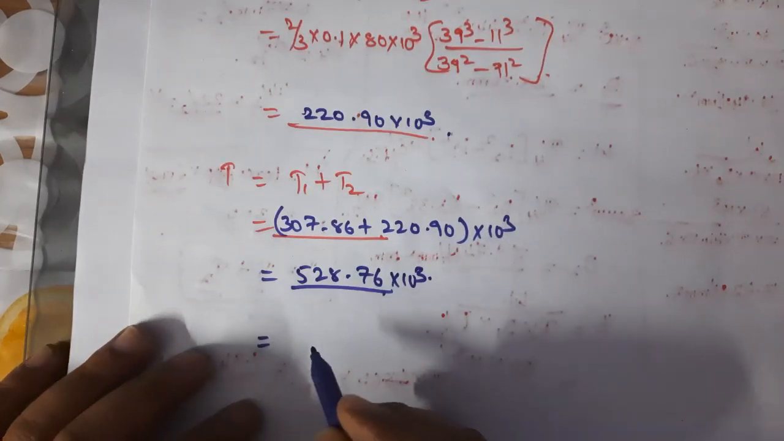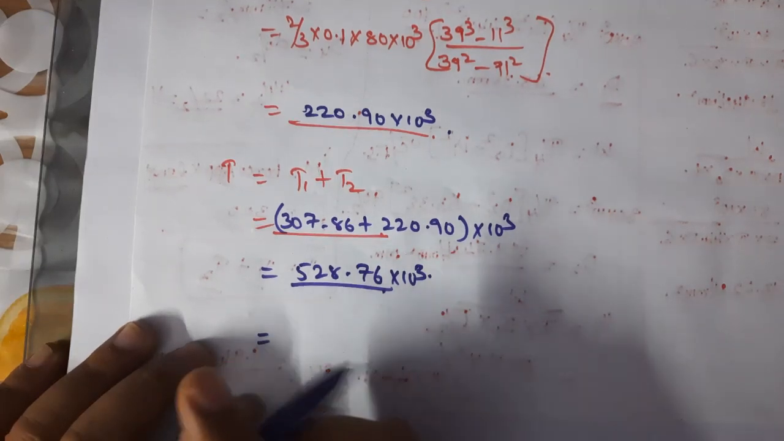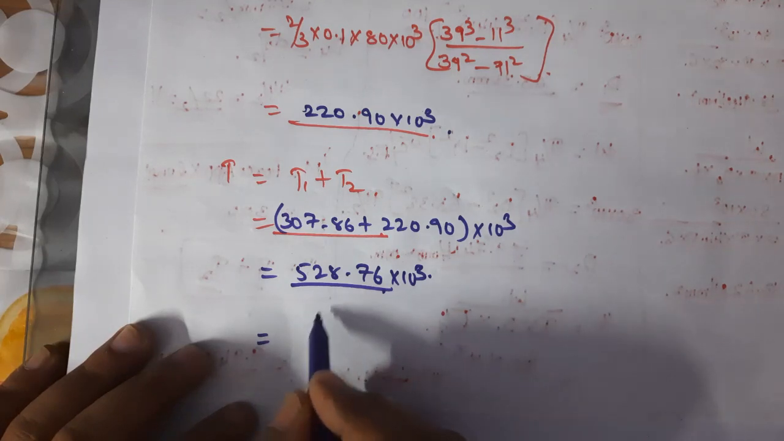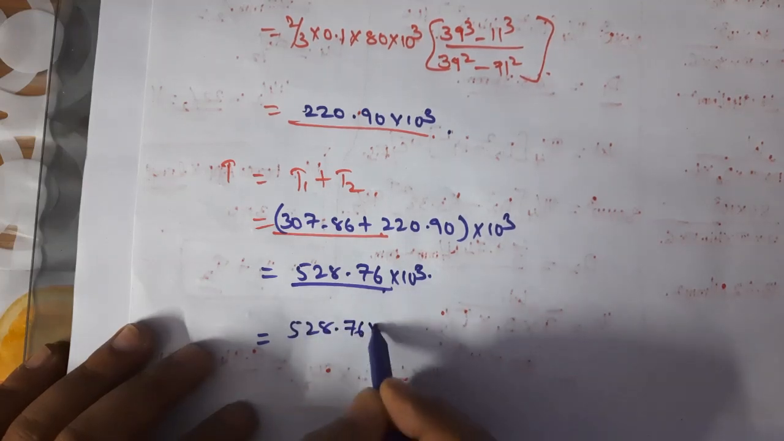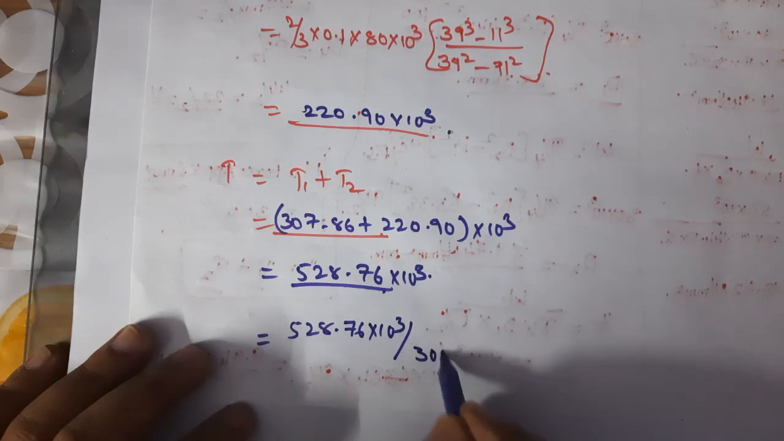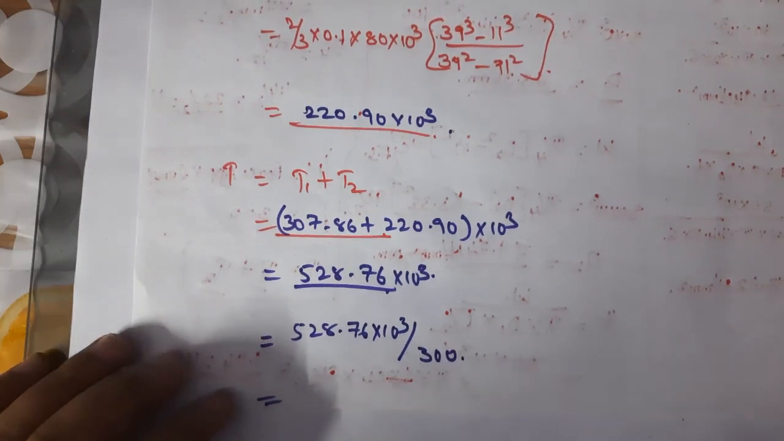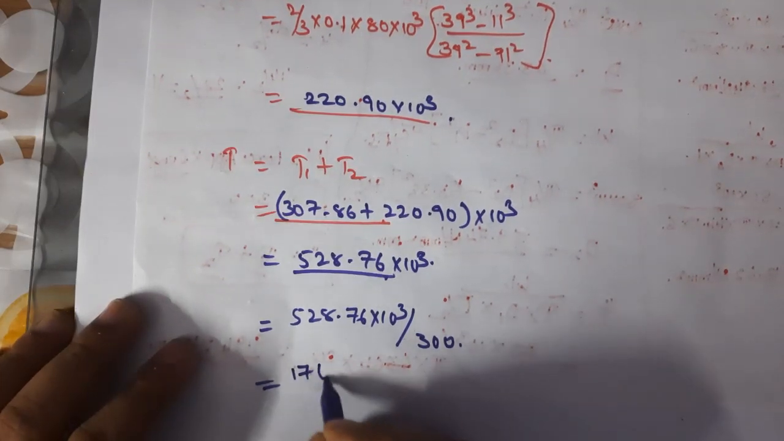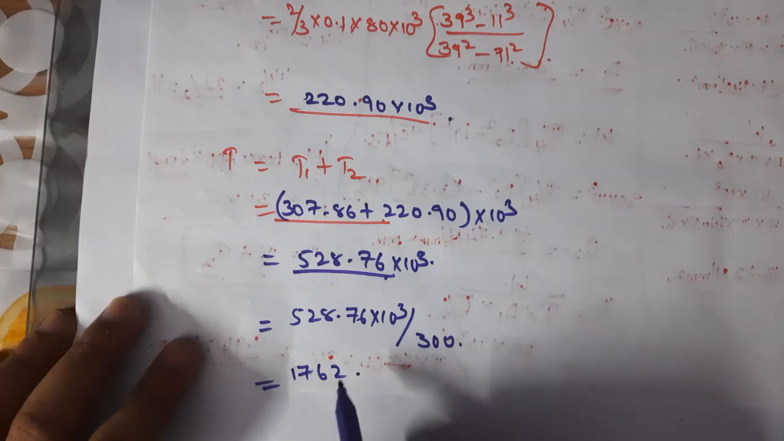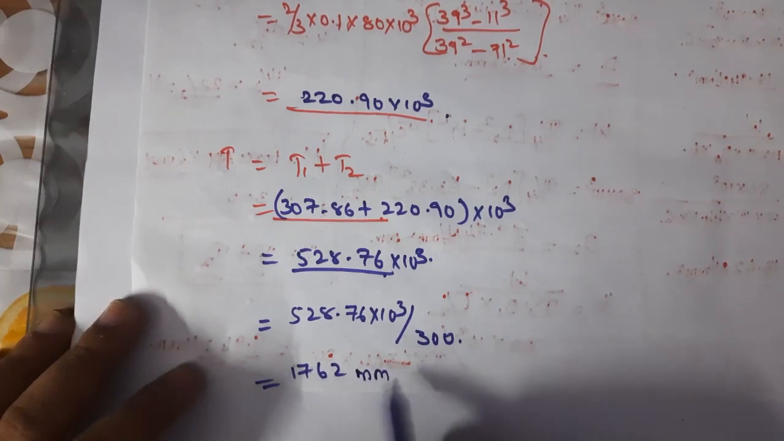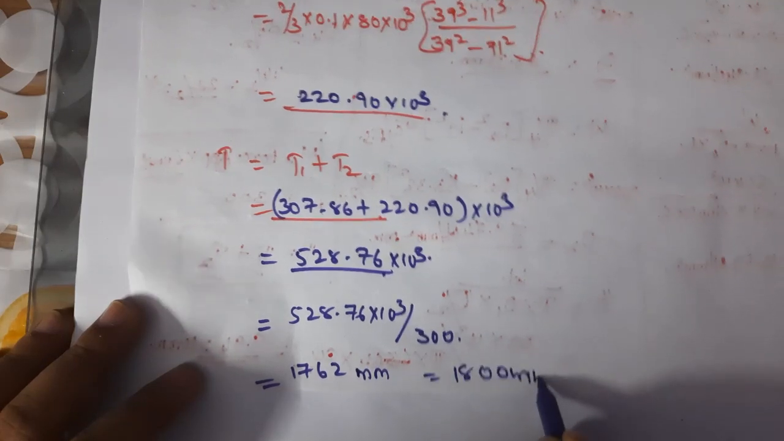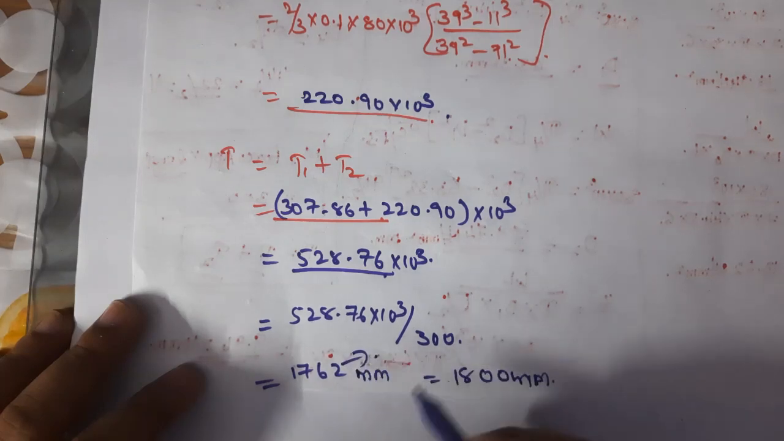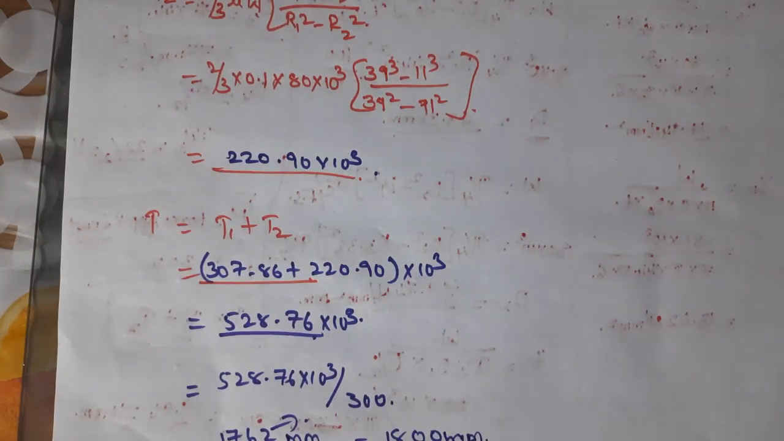So we can get the length of the handle if you substitute torque by force applied. 528.76 into 10 to the power of 3 by the force applied, 300, we can get the length of the handle. I have got an answer of 1762, so 1762 mm. For gripping purpose I will be giving some extra amount, so I have got an answer of 1800. Just for gripping purpose I gave this amount. So the length of the lever will be 1800 mm.